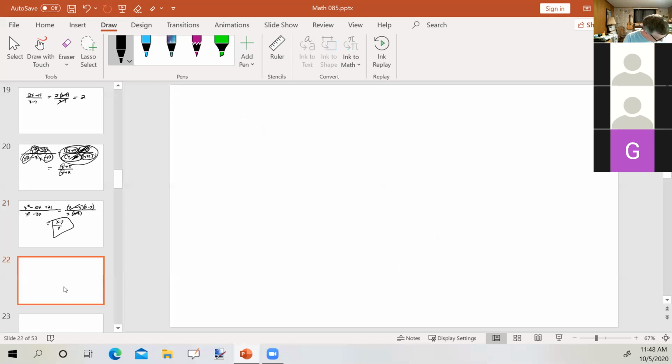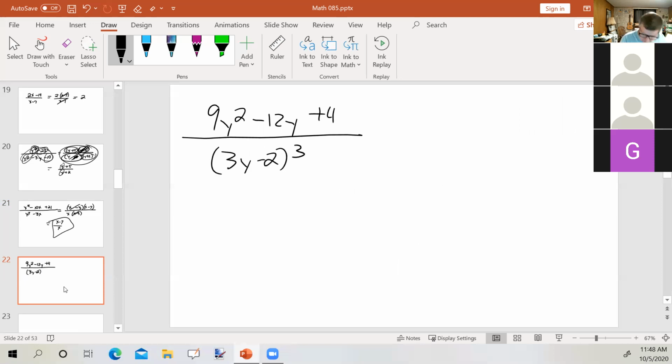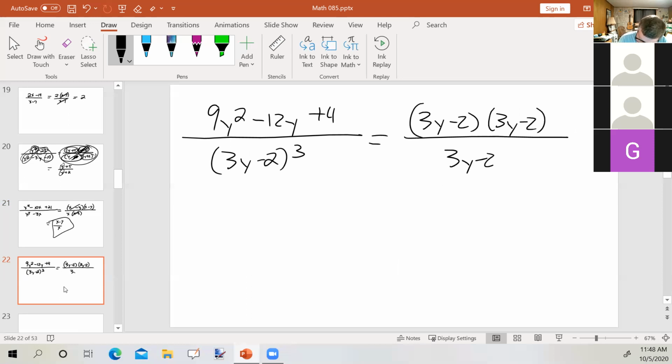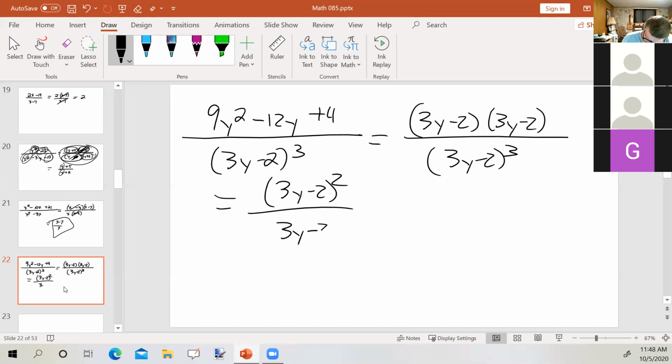Let's see here. 9y squared minus 12y plus 4 over 3y minus 2 cubed. If I factor the numerator, I get 3y minus 2 times 3y minus 2. So I've got 3y minus 2, the quantity squared, over 3y minus 2, the quantity cubed.